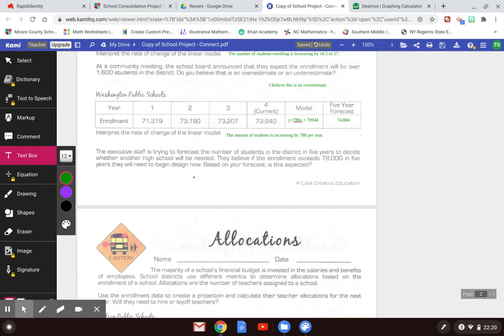Okay, so the executive staff is trying to forecast the number of students in the district in 5 years to decide whether another high school will be needed. They believe if the enrollment exceeds 78,000 in 5 years, they will need to begin design now. Based on your forecast, is this expected? Okay, so do we expect it to be over in year 5? The answer would be no, not in year 5. Okay?